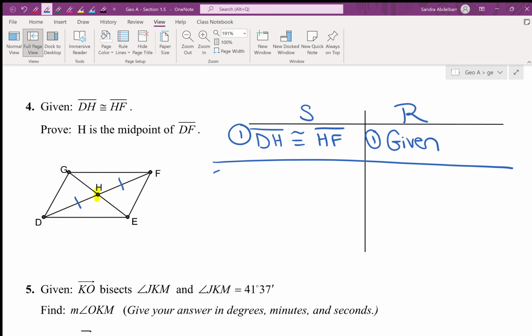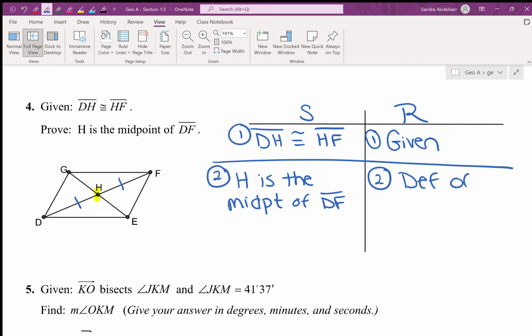So statement 2, I'm going to say what we want to prove. H is the midpoint of segment DF. And who thinks they know the reason for this? Adam? So do you think we're allowed to write because they're both congruent? Excellent, because that's the definition of a midpoint, a point that creates two equal segments on both sides. So this is def of midpoint. I shortcut midpoint MDPT. If I do it, you can do it.